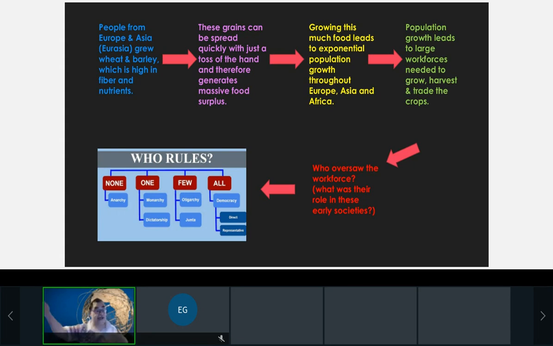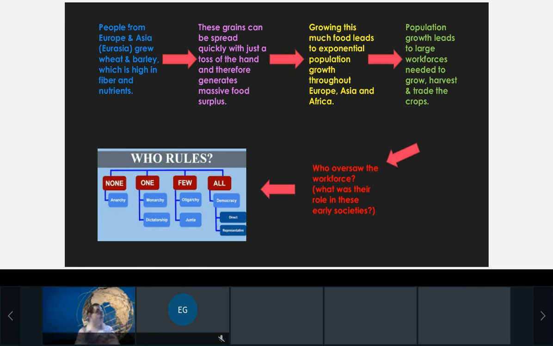But then there are different ways that we implement those rules. Nobody is anarchy, one is monarchy and dictatorships, few is oligarchies and the junta, and all is the democracy, the direct democracy and the representative democracy. Now, one thing that I noticed, especially in the last one where we had the question about governments, guys, there is a difference between Democrats and Republicans and democracies and a republic. What's the difference, somebody?